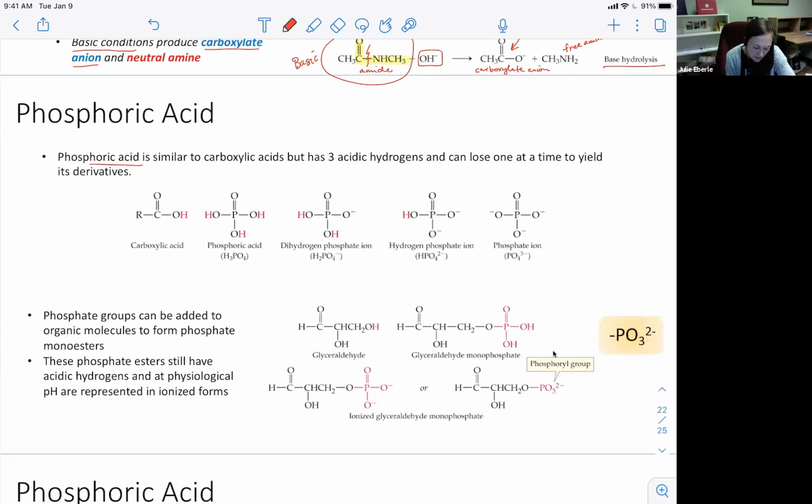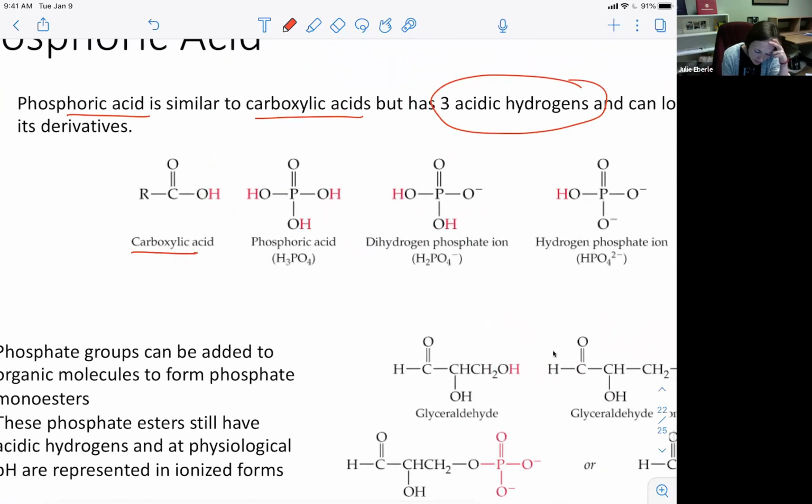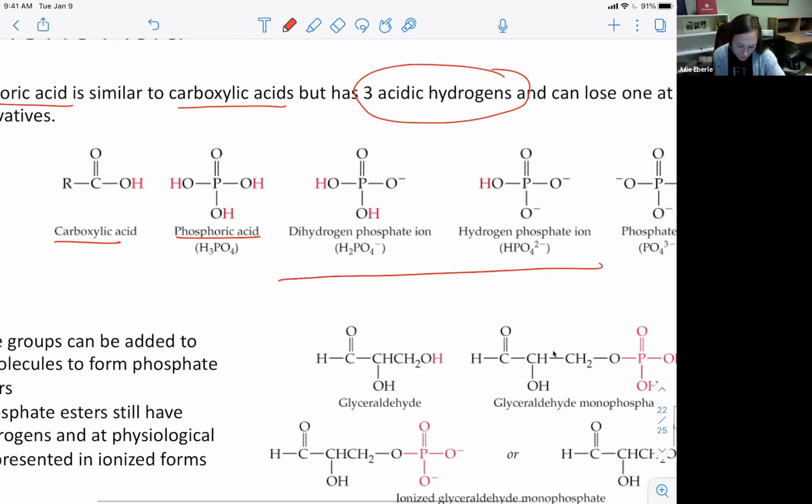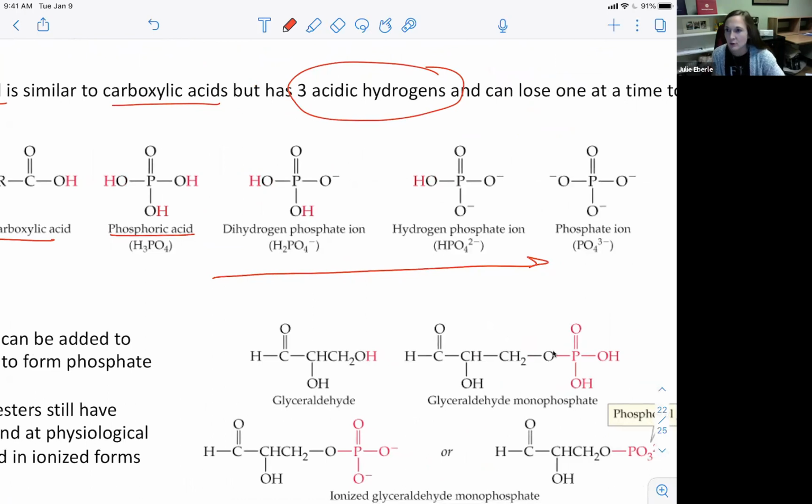Lastly, phosphoric acid is similar to carboxylic acids, but phosphoric acid is different. Carboxylic acids have one acidic hydrogen, just one. Phosphoric acids have 3 acidic hydrogens, and it can lose all 3. So here is a comparison between carboxylic acid and phosphoric acid, and the 3 acidic hydrogens are in red. And if you follow this figure through towards the right, you see that phosphate group losing 1 hydrogen at a time. And you see the different derivatives. You got a dihydrogen phosphate ion, dihydrogen, because we got 2 hydrogens left.